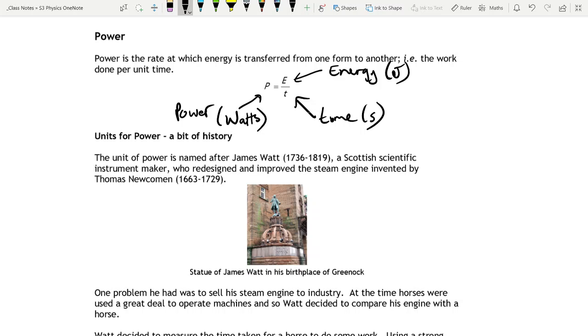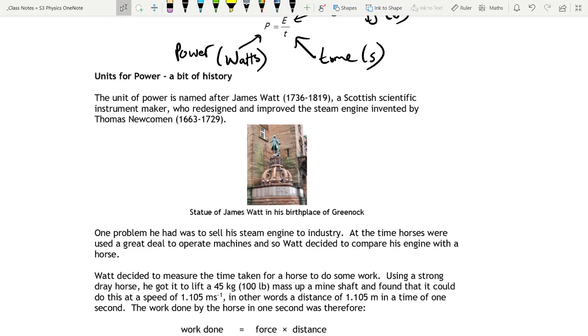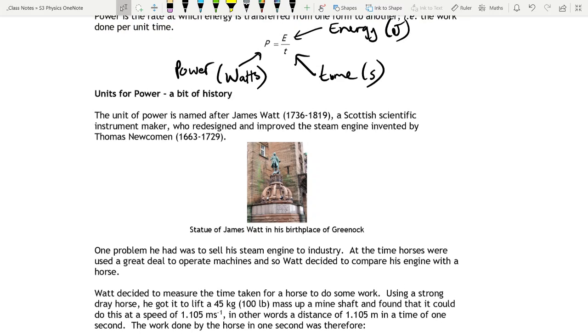So a bit of history. You don't need to know it, but just for information, the unit of power is named after James Watt, a Scottish scientific instrument maker who redesigned and improved the steam engine invented by Thomas Newcomen. One problem he had was selling his steam engine to industry. At the time, horses were used a great deal to operate machines, so Watt decided to compare his engine with a horse, and measured the time taken for a horse to do some work.